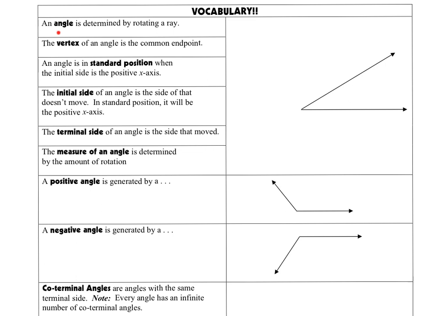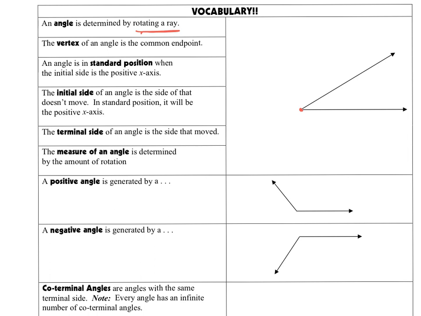So an angle, okay, now in terms of trigonometry, is determined by rotating a ray, okay? So there's some type of a movement that has happened here. So this angle is not as much of a static thing as much as it's been formed by rotating something. The vertex is still going to be the same old thing that you've always been working at. That's still the common end point. And I'm going to come back to this rotating idea here in a second.